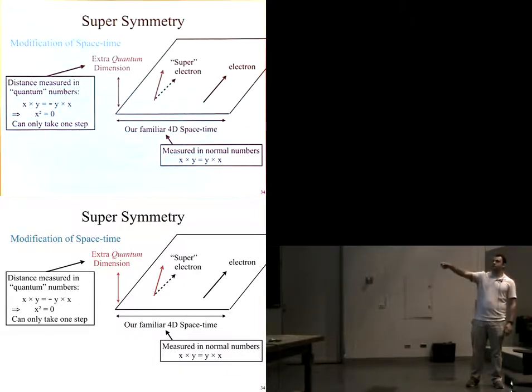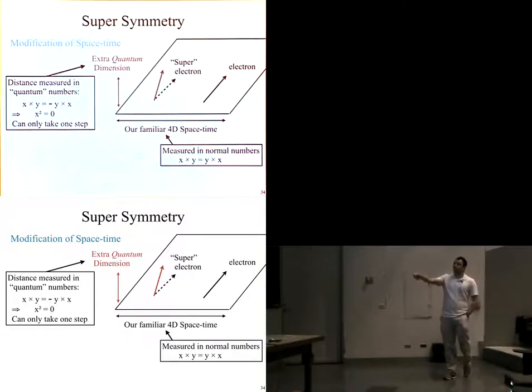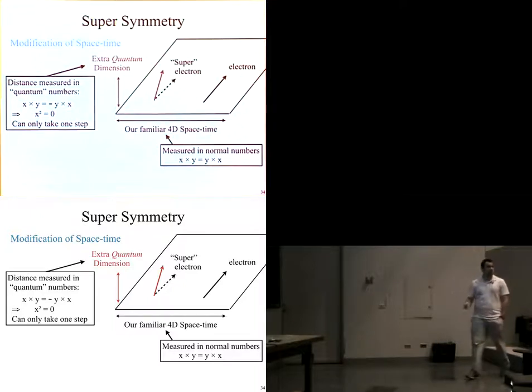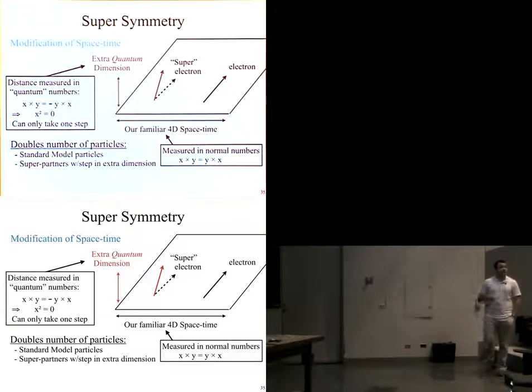However, what's special about these, and what makes these extra dimensions quantum mechanical, is that they're measured in sort of quantum numbers. These are numbers that arise in quantum mechanics. And they have the property that if you take a product and flip it, so instead of x times y, instead of y times x, that's equal to negative y times x. This might seem innocuous at first, but if you have two x's, so x times x is equal to minus x times x, that means x squared is equal to zero. And so there's a sense in which you can only take one step in this extra dimension. If you take two steps, you get zero.